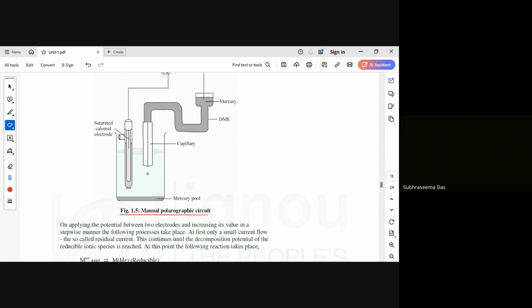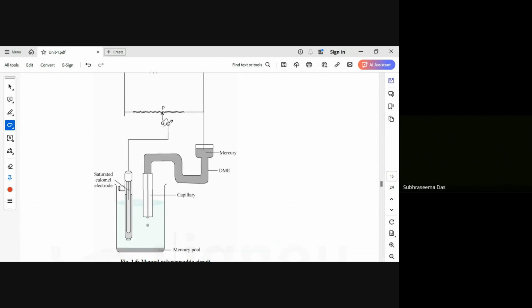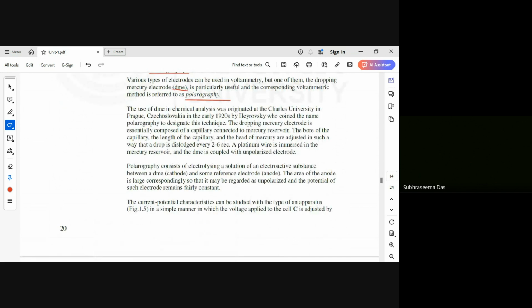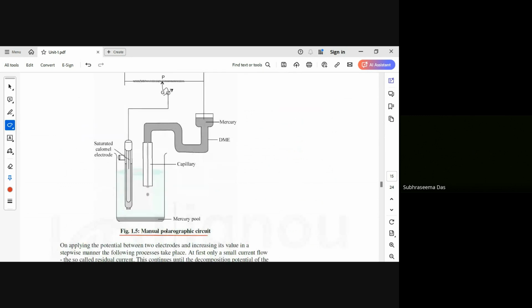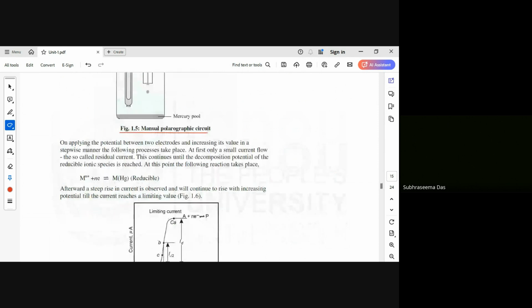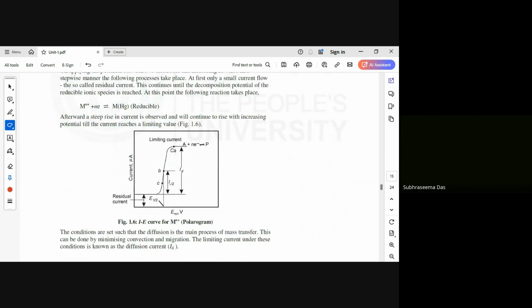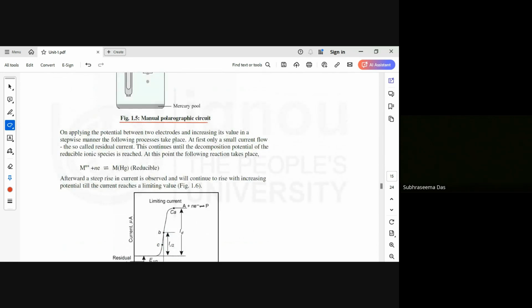As you can see, the electrode is dipped into a mercury solution. The working is similar to that of a voltammeter. However, polarography consists of a solution of electroactive substance, the DME, the dropping mercury electrode, and a reference electrode. The current potential characteristics, that is the IE plot, is generated, and depending on the shape and the reading on the galvanometer, we find the EMF of the cell. Now, figure 1.6 represents an IE curve, a typical polarogram. In figure 1.6, we find a term, residual current, and another term called limiting current. These two terms are very important in the application of polarography.